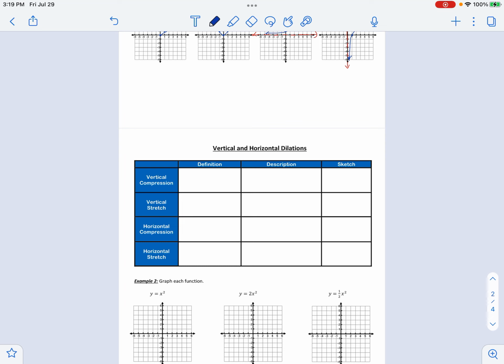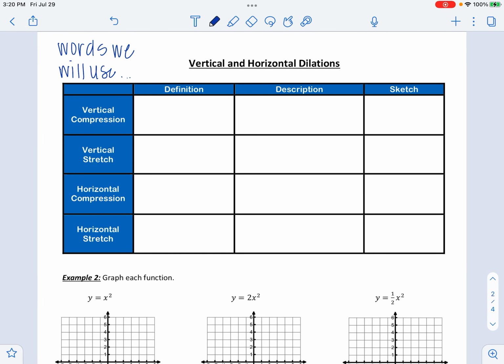You guys have to listen to my words here, but we're going to first talk about dilations, vertical and horizontal dilations. This column right here are the words that we will use. Okay, that column are the pre-calculus vocabulary words that we will use. We will not call them anything else that we make up, okay? So definition, remember, is what the equation looked like.